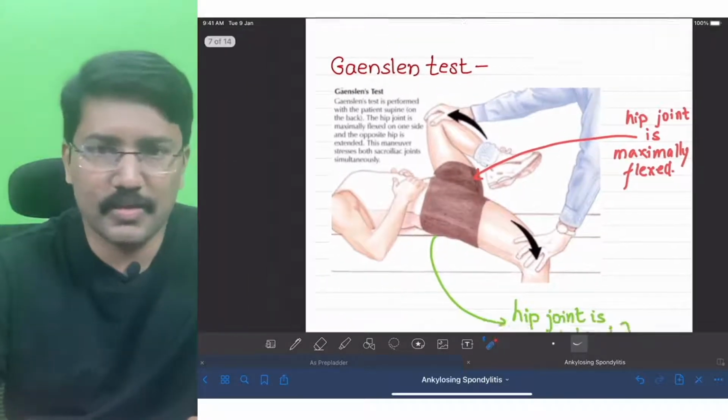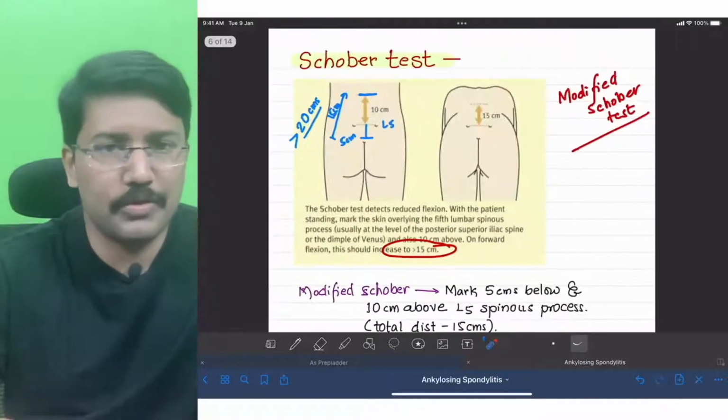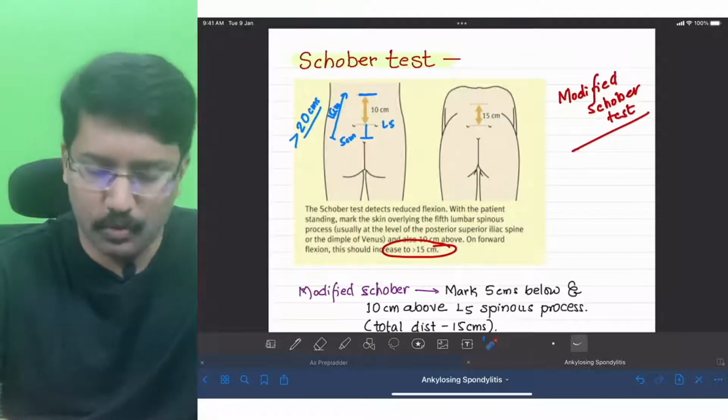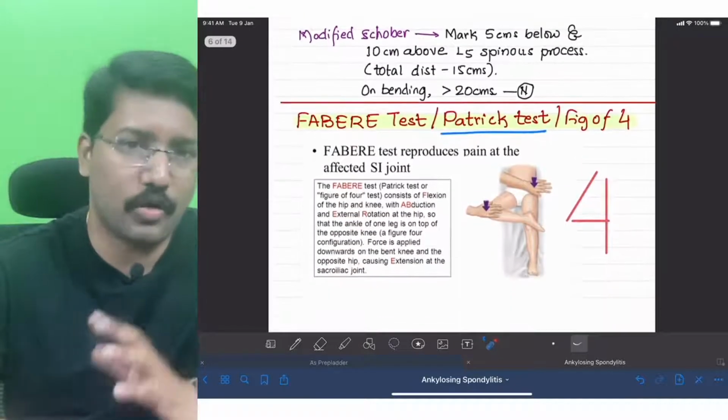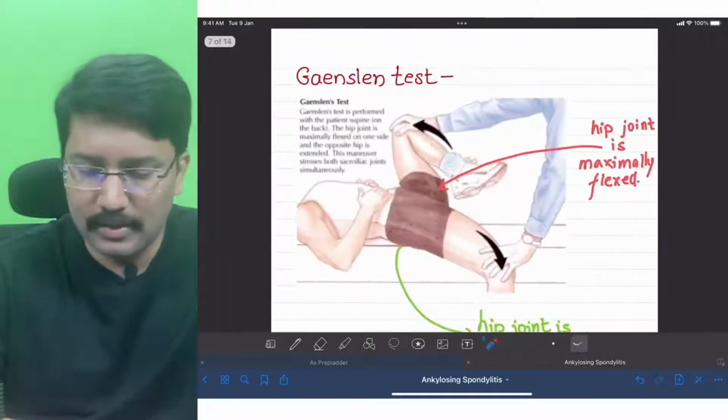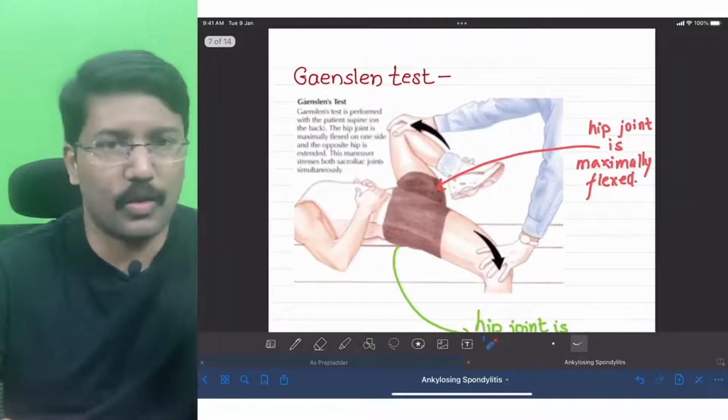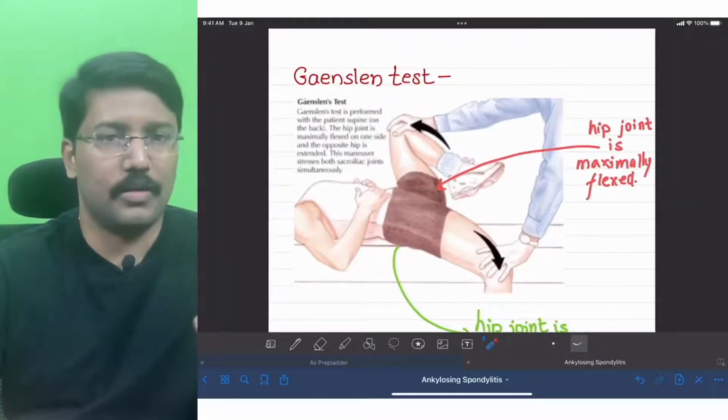So these are the three tests for us to remember. Test number one, Schober's test, very famous, well known to all of you. Test number two is FABER or Patrick's test, or figure of four test. And test number three, Gaenslen's test. Now the test number one, Schober's test.